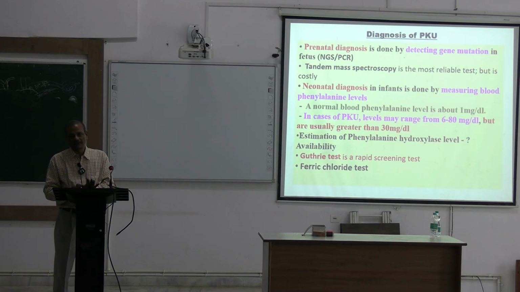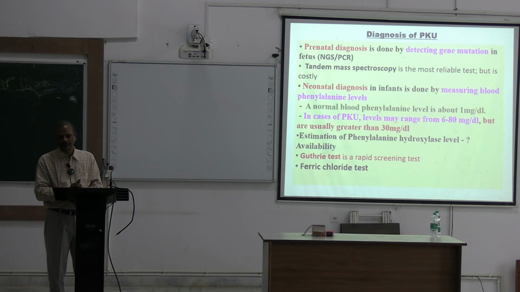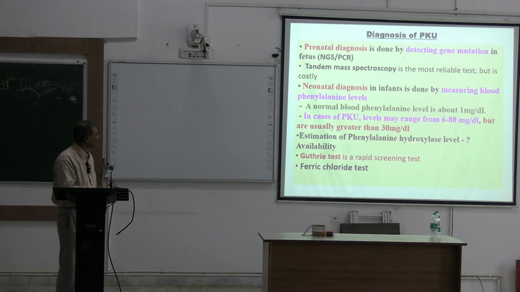And the normal amount of phenylalanine will be about 1 milligram per deciliter. Now, since there is phenylalaninemia, that level will be high. So there must be a cutoff limit. What should be the cutoff limit for disease detection? Usually the cutoff limit here is taken to be 30 milligram per deciliter. But even if the value hovers somewhere around that, and if there is another test positive, you can make a diagnosis of phenylalanine hydroxylase deficiency.